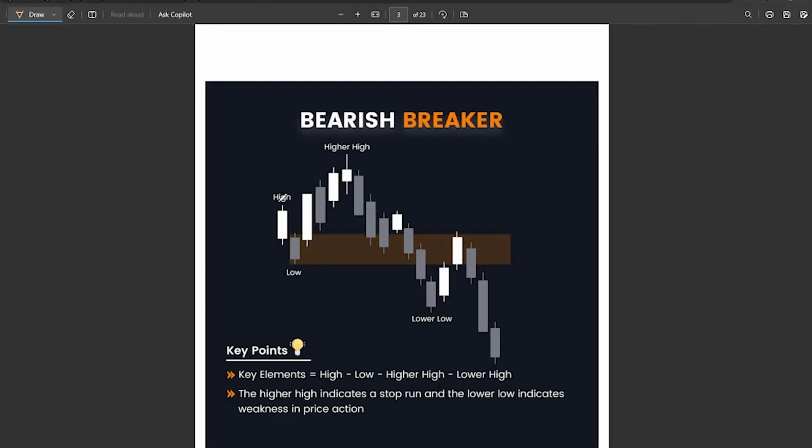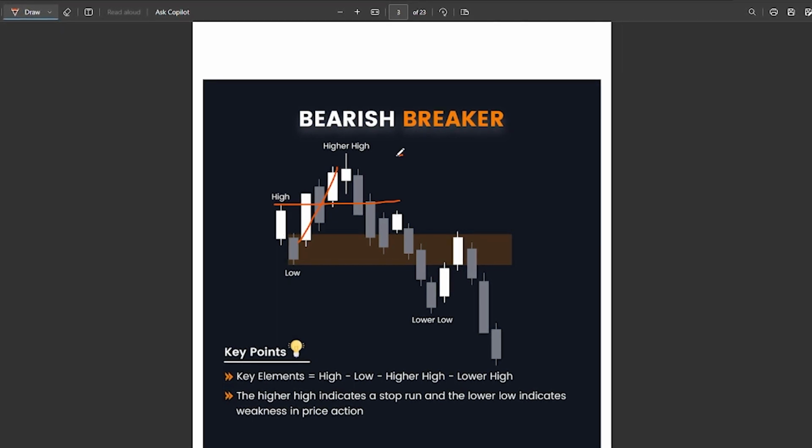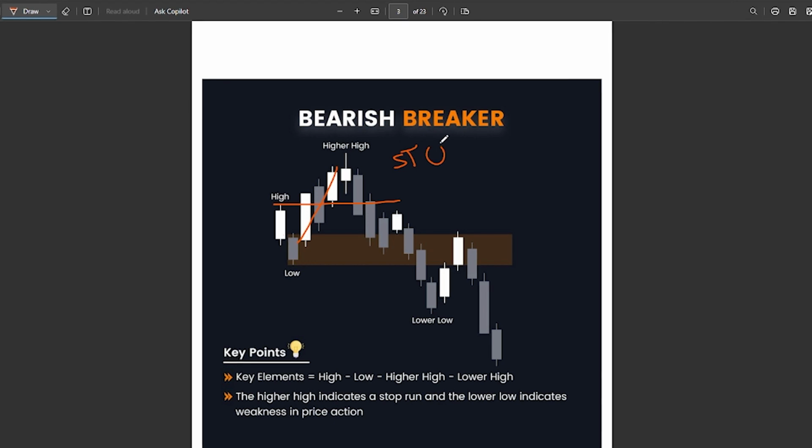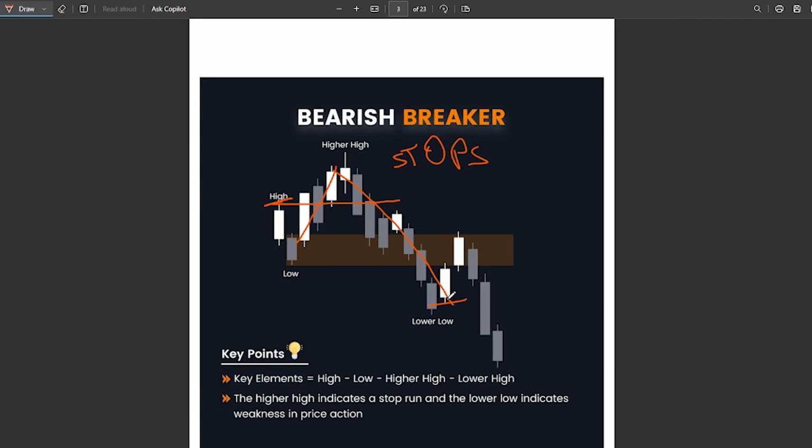When identifying bearish breakers, you must keep two things in mind. First of all, it must have taken the higher high. This is a stop run and signifies that the stops have been taken from these highs. Secondly, there must be a lower low. This signifies weakness in the price action.